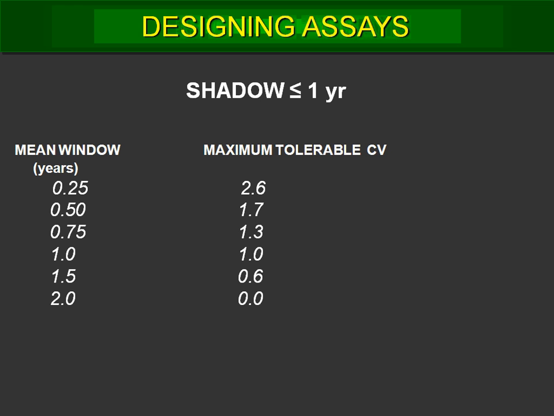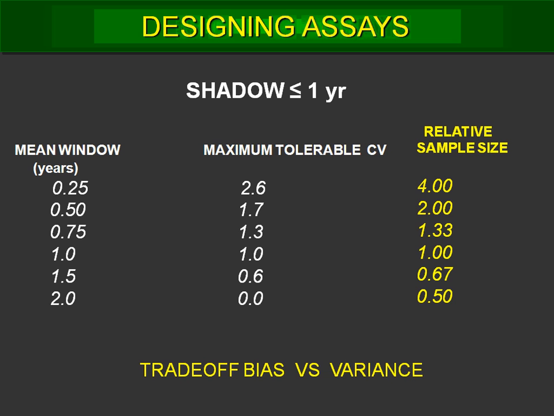The smaller the mean window period, the bigger the coefficient of variation that you can afford and still have a small shadow. But it comes at a price. And the price it comes with is the sample size. If you take your mean window too small, you need a bigger sample size to get the same level of statistical precision. So it's the familiar trade-off that we've seen a lot in statistics. It's a trade-off of bias and variance.